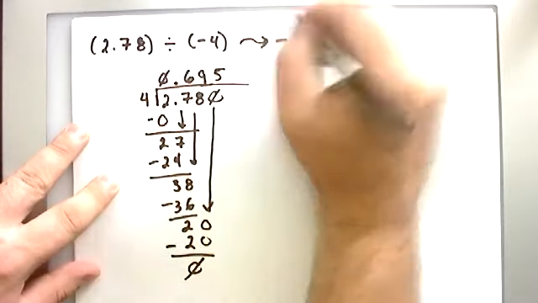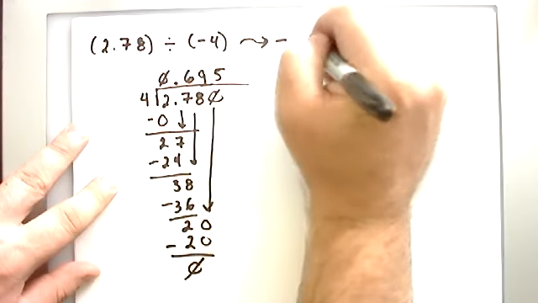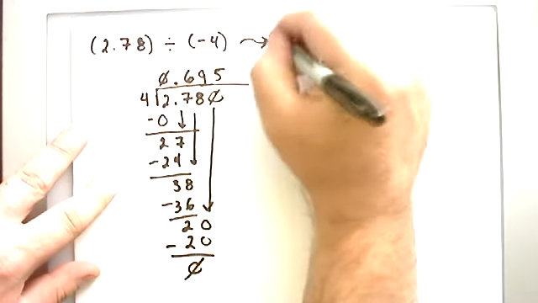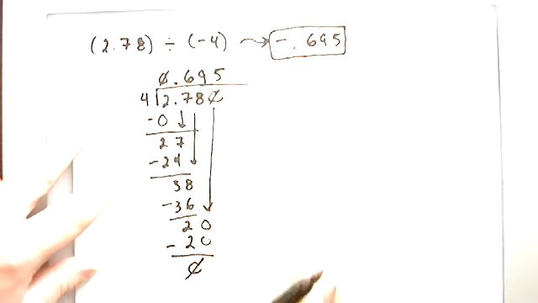All right? So negative 0.695. That 0 in front is not required. If you want it there to make yourself feel better, to keep it straight, you can. Okay?